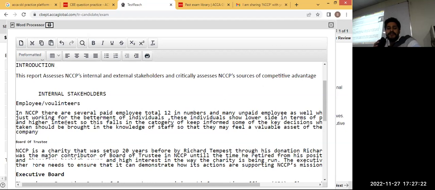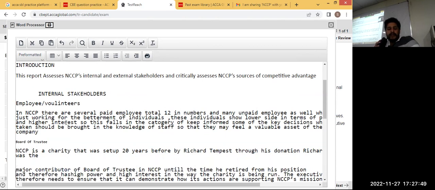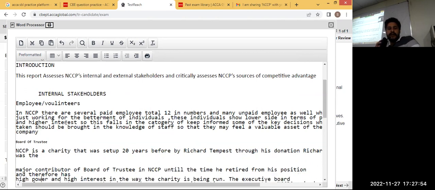Then it says the Board of Trustees. NCCP is a charity that was set up 20 years ago by Richard Tempest through his donation. Richard was a major contributor and on the Board of Trustees in NCCP until he retired from his position. And therefore he has high power and high interest in the way the charity is being run.